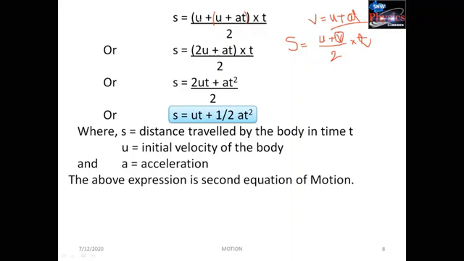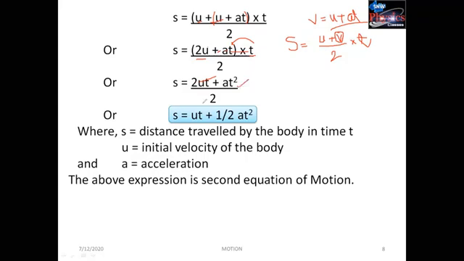Now we get u plus u, we get 2u. So here we got 2u plus at into time. Now we also multiply the time with this expression. When we removed the bracket, we got 2u into t, 2ut plus a into t, we get t square.